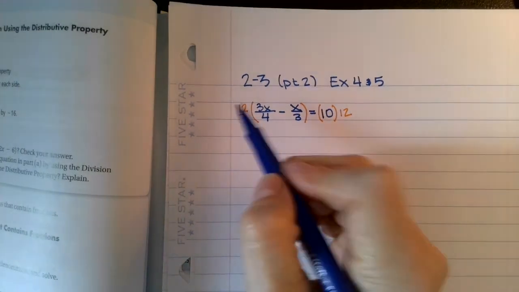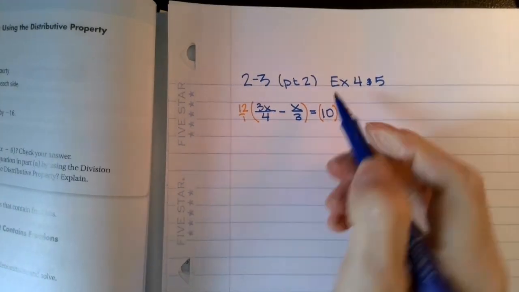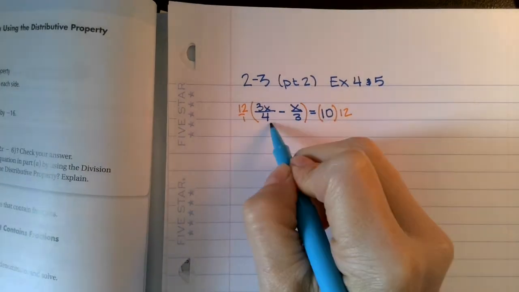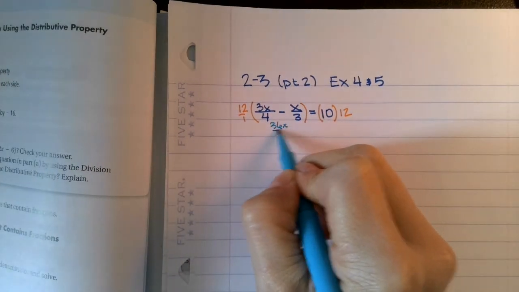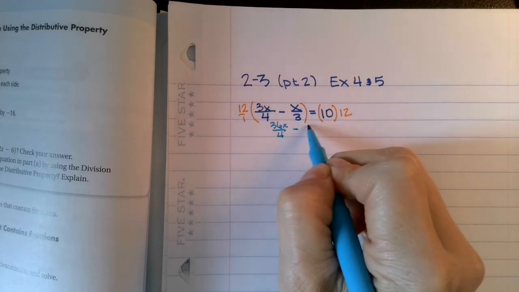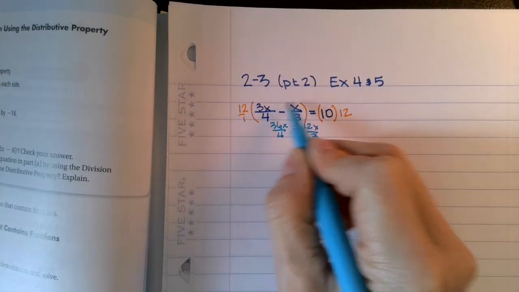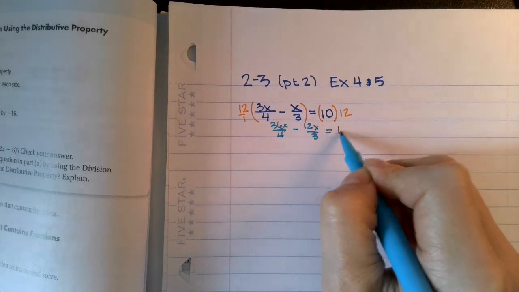You're going to end up with 36 over 4. And you can write that or not. So you can write this 36x over 4. And you can write 12x over 3, because you're distributing. Equals 120.